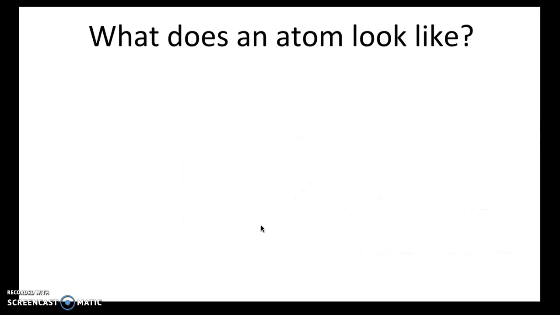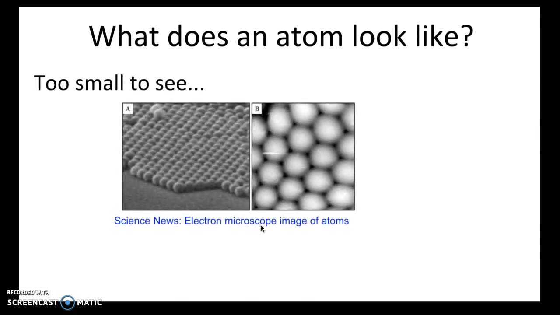Okay, so we know atoms are really tiny. They're too small for us to see. So what does an atom look like? Well, we do have tools called electron microscopes that can help us get a better sense of what an atom looks like, but these actually aren't quite accurate. The electron microscopes don't show us the parts of an atom, so we still don't know what an atom looks like.